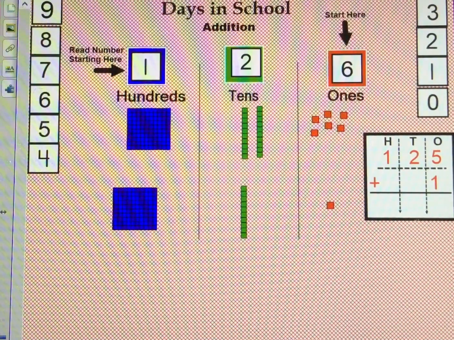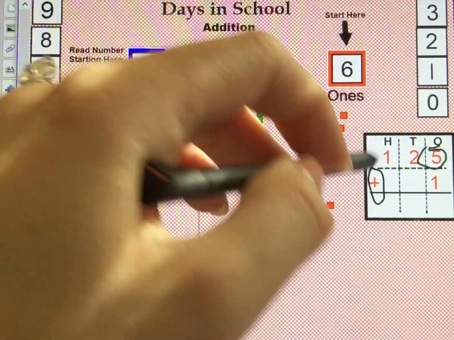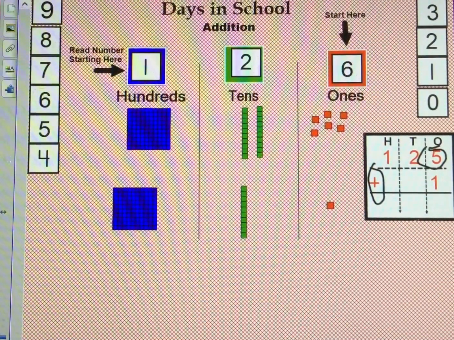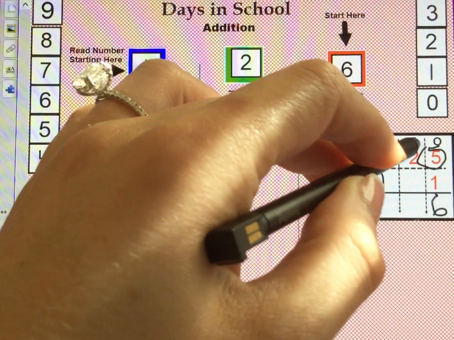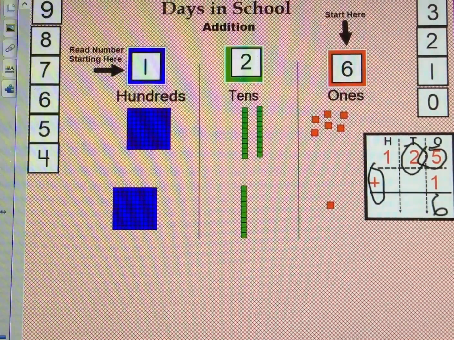I'm going to circle the top number 5, put it in my head, and look at this sign. This sign is addition. You're right. It tells us to count up. That's right. So I'm going to put 5 in my head, count up the bottom number 1 with my fingers. 5, 6. Good job.